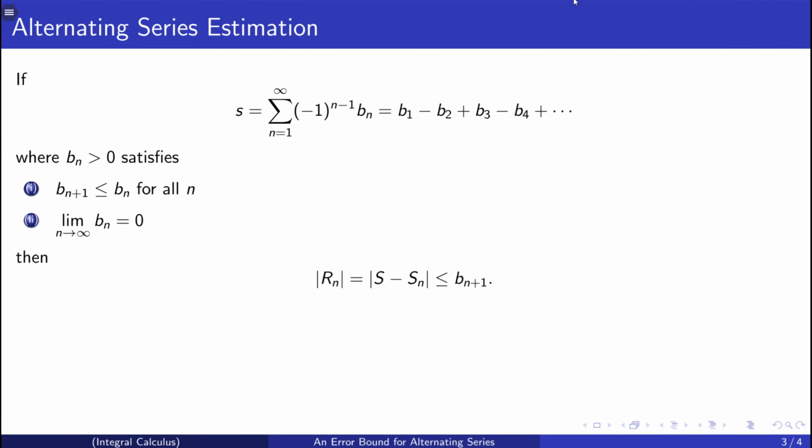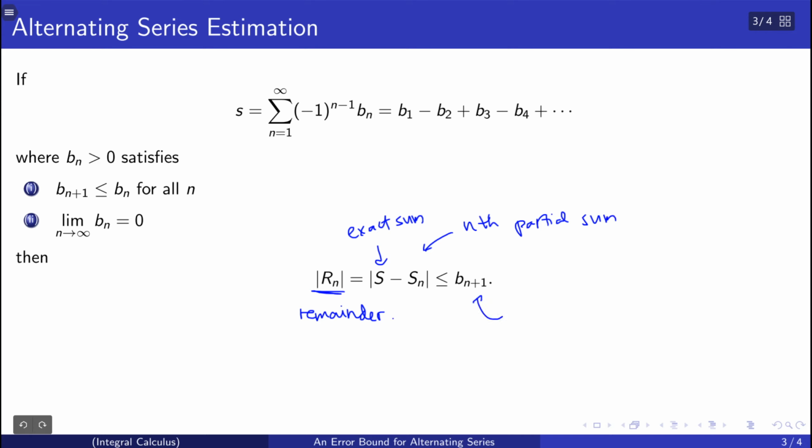If you have an alternating series and you know it's convergent because of the alternating series test, so it satisfies that b sub n is a decreasing sequence and b sub n also goes to 0, then it turns out that the remainder term, or the error term, in your series, which is the exact sum minus the nth partial sum, in absolute value, is bounded by whatever the n plus first term is in magnitude.